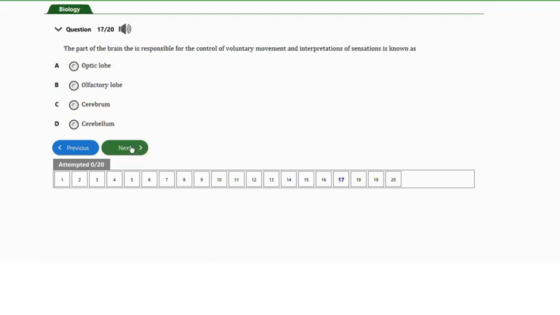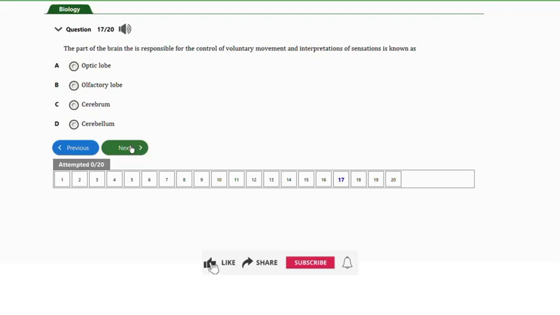So guys, let's look at the next question, question number 17. It says, the part of the brain that is responsible for the control of voluntary movements and interpretation of sensations is known as A, optic lobe, B, olfactory lobe, C, cerebrum, and D, cerebellum. So guys, again, the answer to this question is option C, that's cerebrum.